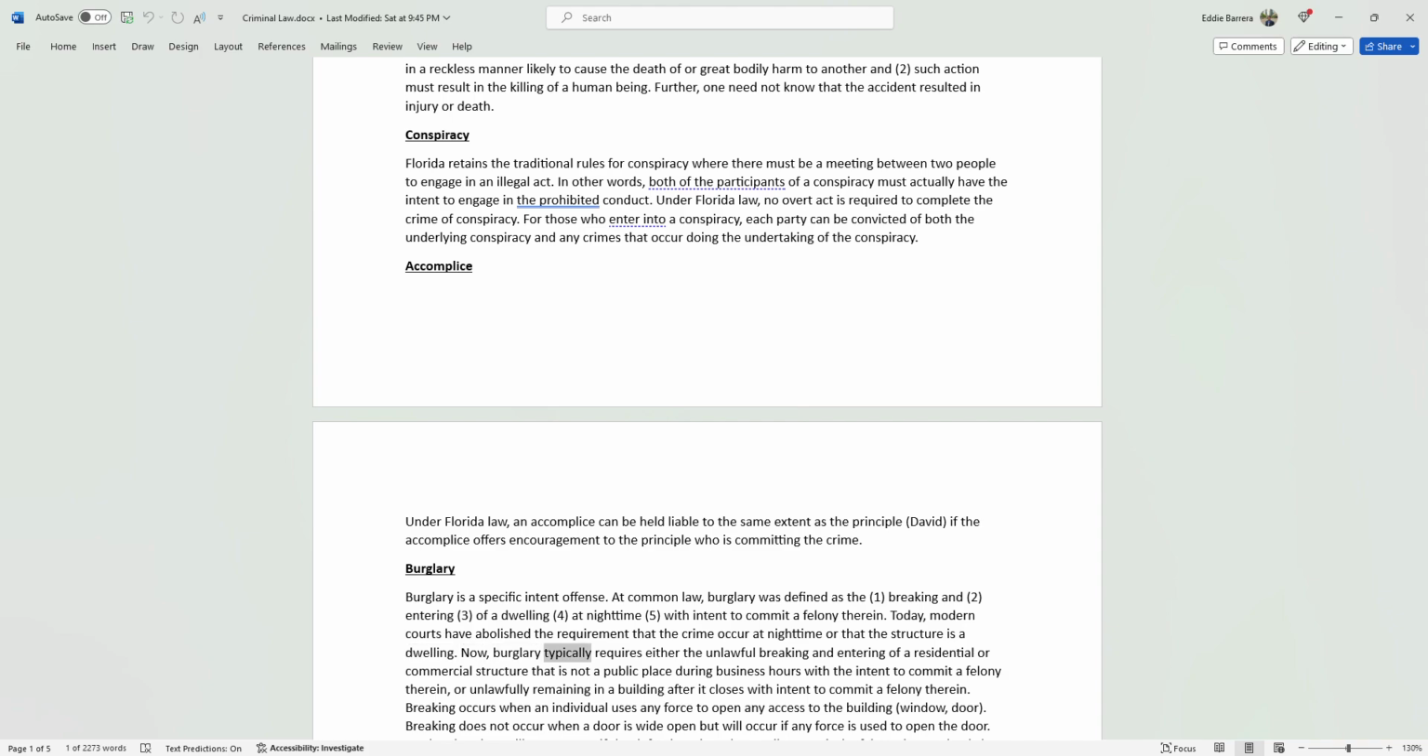Now, burglary typically requires either the unlawful breaking and entering of a residential or commercial structure that is not a public place during business hours with the intent to commit a felony therein, or unlawfully remaining in a building after it closes with intent to commit a felony therein.